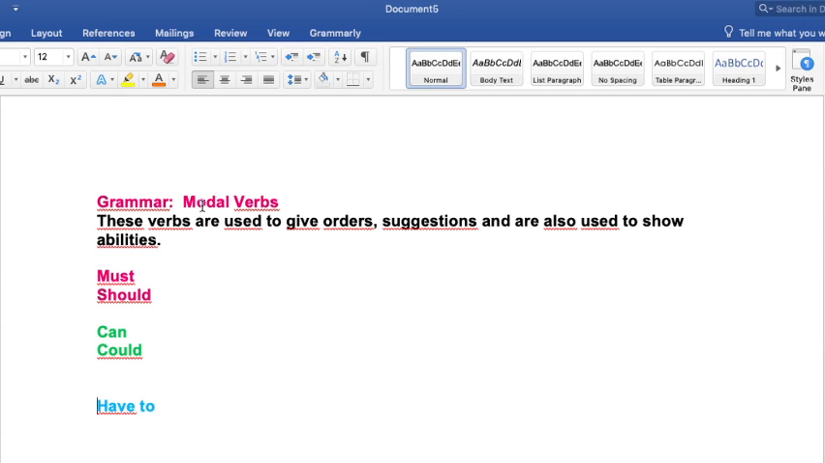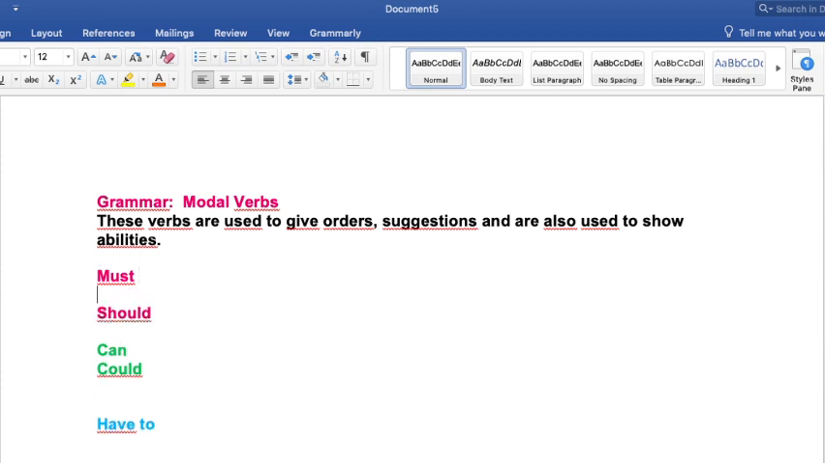In this section of the lesson, I would like to explain a bit about modal verbs. The use of modal verbs, what is the use of them? They're used to give orders, suggestions, and are also used to show abilities. The ones in pink, the verbs must and should, they're used to give suggestions and advice.